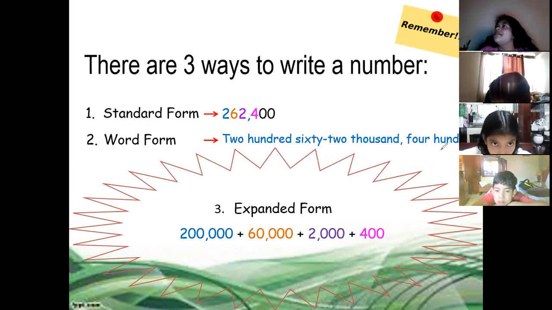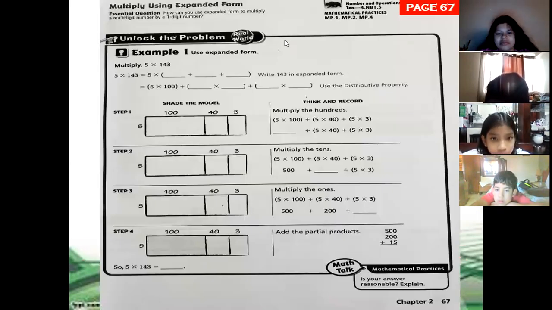So these are the three ways we can write a number. Standard form, the way we write numbers, the most common way. Word form and expanded form. We saw this in first partial. Now let's work in the book, page 67.